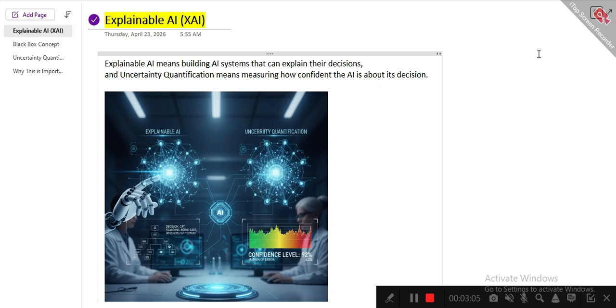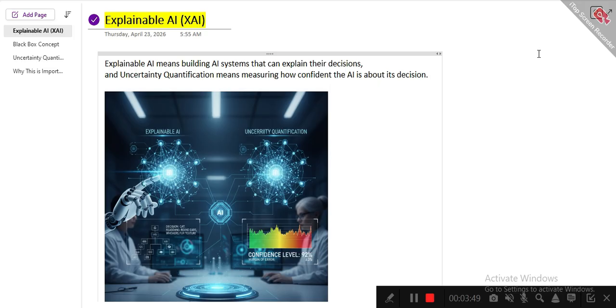We need explanations. Explainable AI tries to answer questions like: why did the model make this decision, which features were important, and how did the input affect the output. Imagine an AI that predicts whether a student will pass or fail. If it just says fail, this is not enough. But if it says the student may fail because attendance is low and marks are weak, it becomes useful.